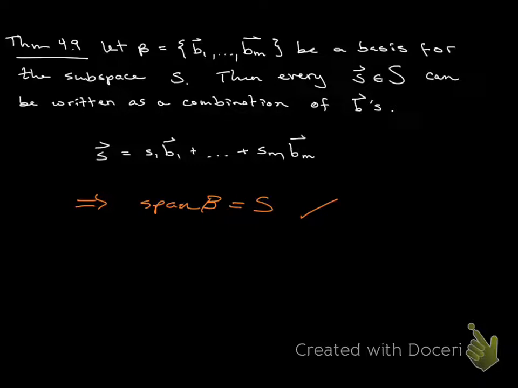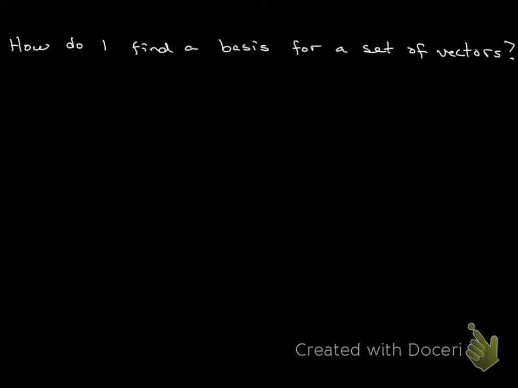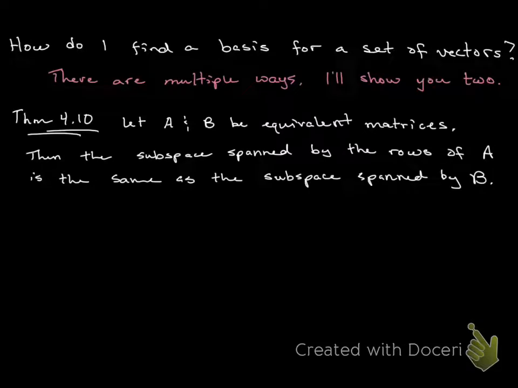And what I want to do is look at an example and ways to answer this: how do we find a basis for a set of vectors or a subspace? How do we do that? How do we find a set of basis vectors? Well, there are two ways we do this, and one of them requires the use of this theorem here. Let A and B be equivalent matrices, then the subspace spanned by the rows of A is the same as the subspace spanned by the rows of B.